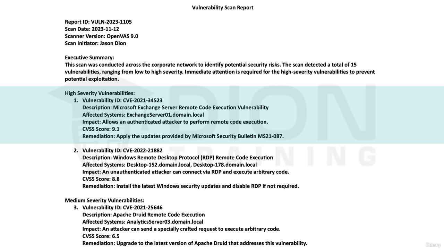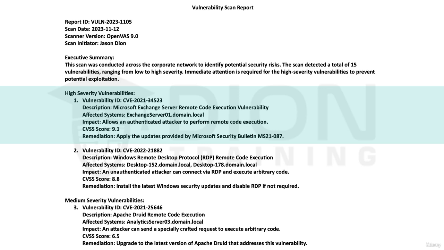The name of this vulnerability is CVE-2021-34523. But to make it easier for us to understand what it is, there's also a description. This is a Microsoft Exchange Server remote code execution vulnerability. The affected system was the Exchange Server 01.domain.local, and the impact is it allows an authenticated attacker to perform a remote code execution.